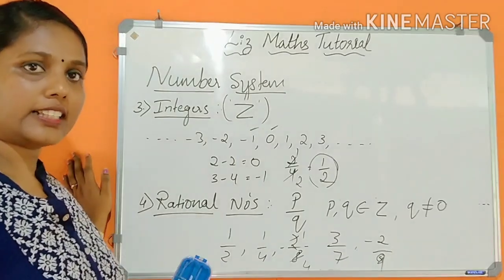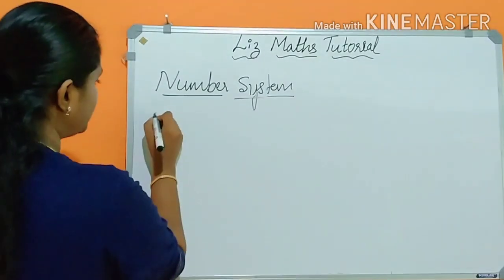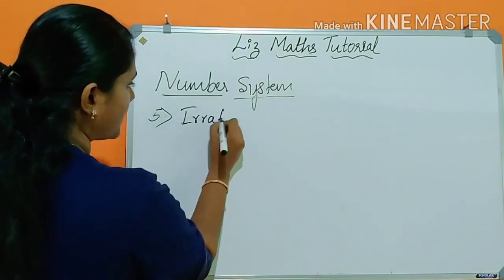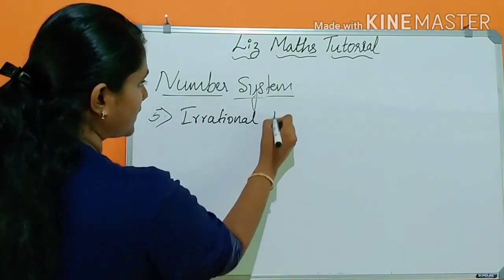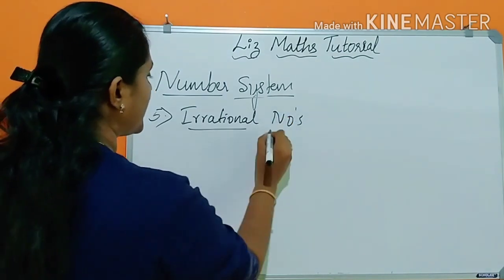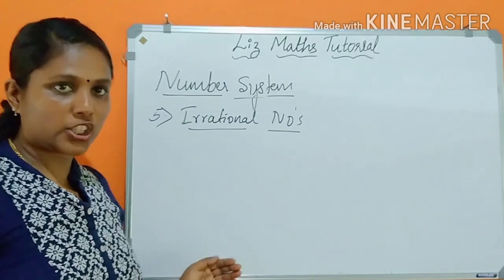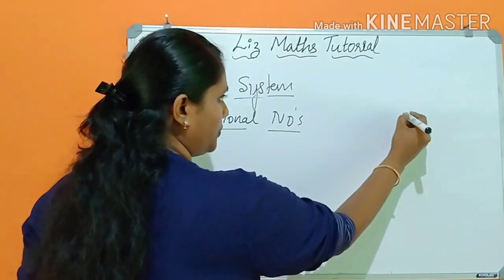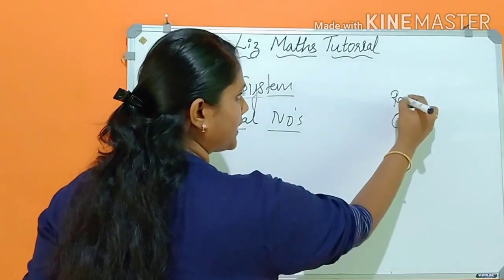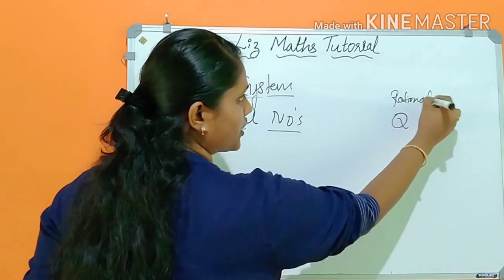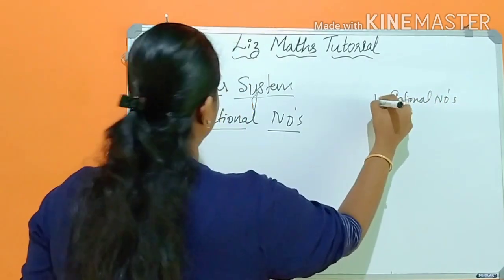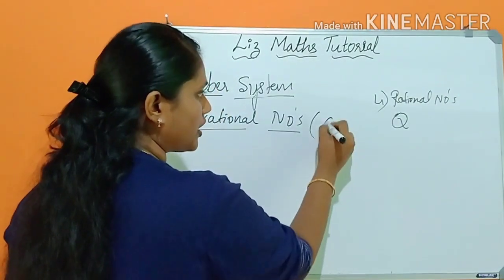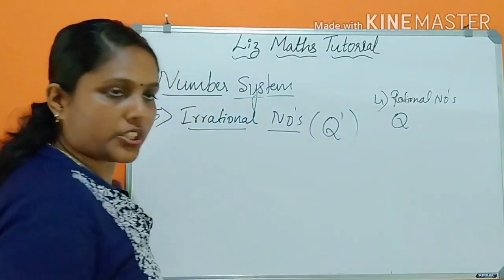What next comes is irrational numbers. See, the fourth one is rational numbers. Rational numbers are denoted by Q, and irrational numbers are denoted by Q dash. Got it?